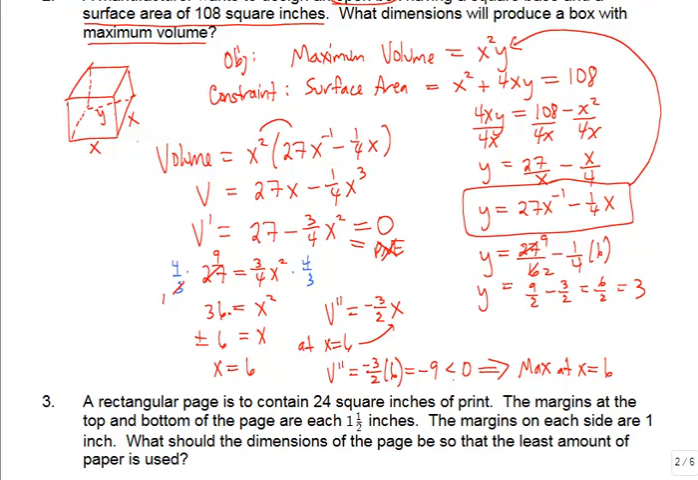So the y value is 3, therefore our dimensions are going to be 6 by 6 by 3. So 6 feet, or excuse me, inches by 6 inches by 3 inches. And there's our answer.